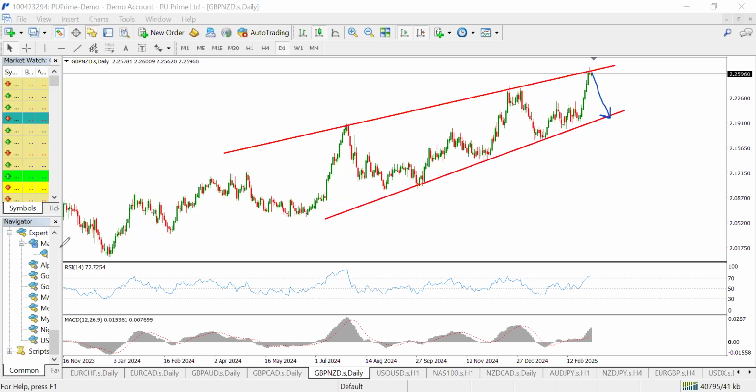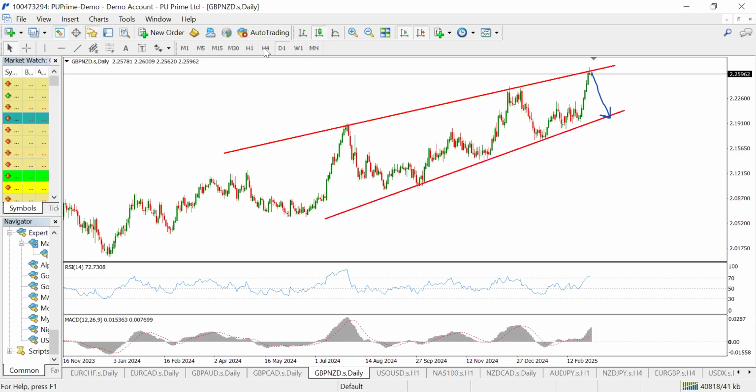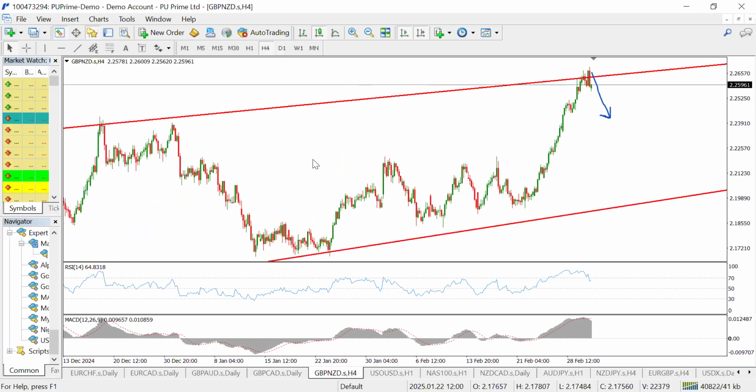So let's go to the higher time frame and see if there's still anything to look at. Nothing else potentially here. So generally, we are bearish on the GBP New Zealand. We anticipate a bearish breakout in the course of the day. All right, so that's it on the pound pairs.